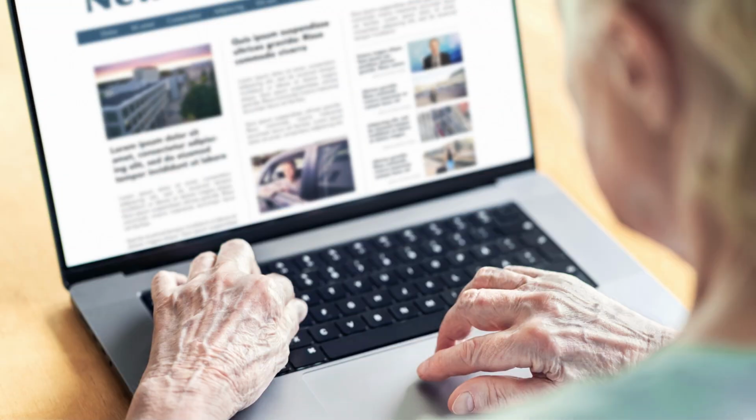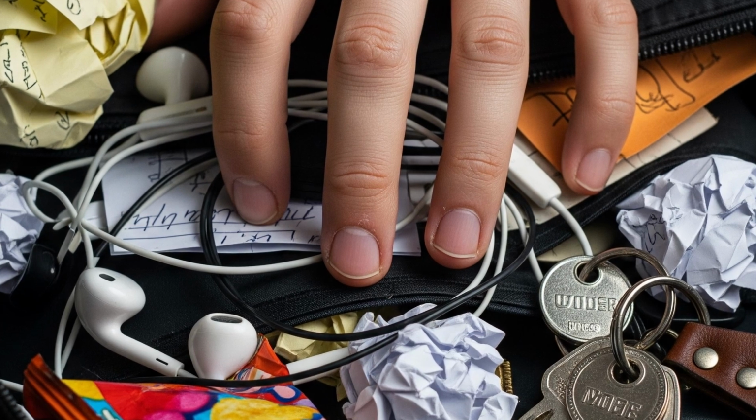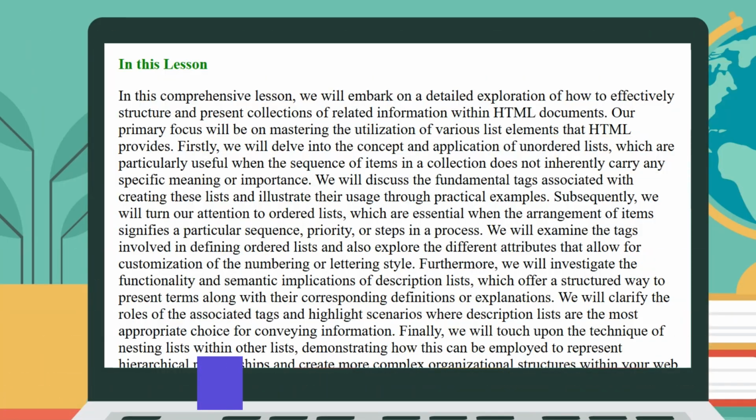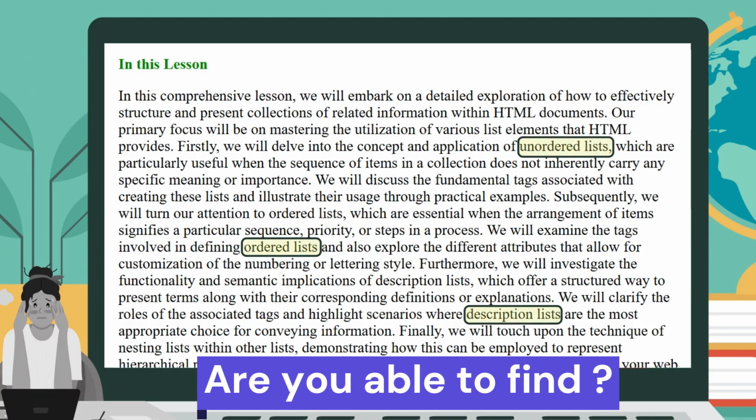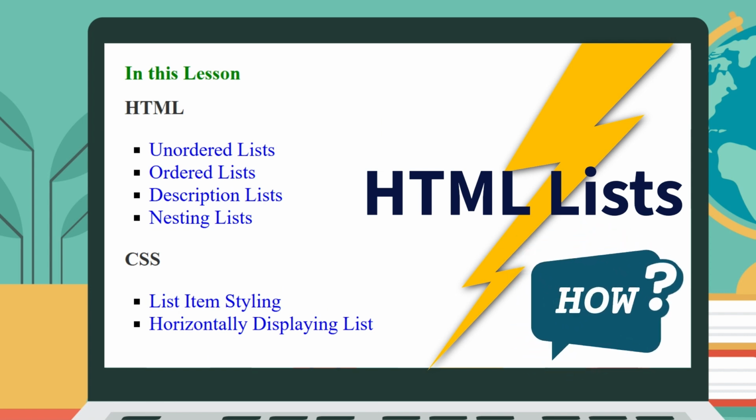Ever feel like your website content is a total mess? Like trying to find a specific item in a bag overflowing with a lot of items? Or sometimes you just need one piece of information, but you have to read everything. Guess what? HTML lists are your secret weapon against this content chaos. But how do lists conquer the chaos?